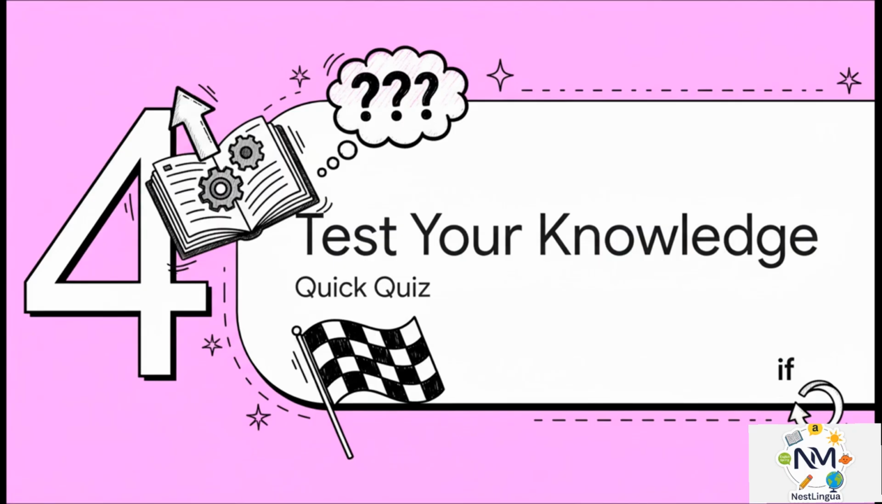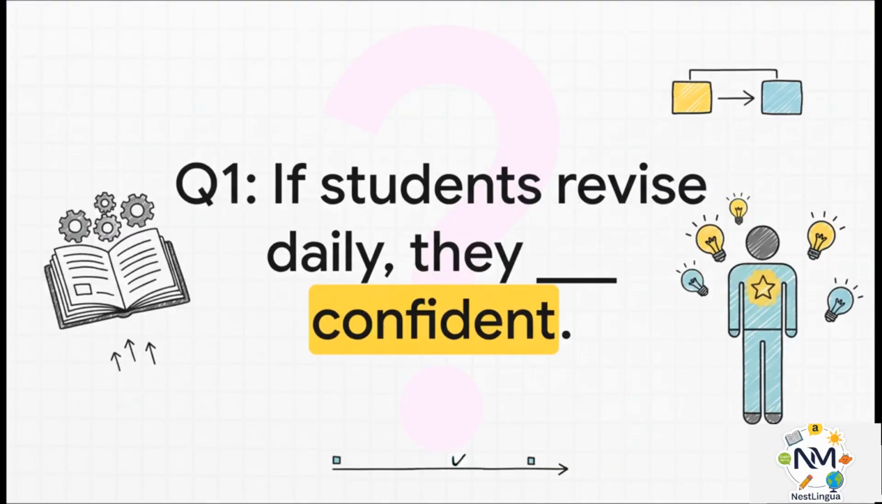Okay, you ready to test yourself? Let's do a quick quiz. It's honestly the best way to see if these rules are really sinking in. Ready? Let's go. Okay, have a look at this one. If students revise daily, they confident. Now ask yourself, is this a general truth, something that's always true? Or is it a specific plan for the future? This is a general truth, right? A reliable outcome. So we need the zero conditional. That means present simple. They feel confident.